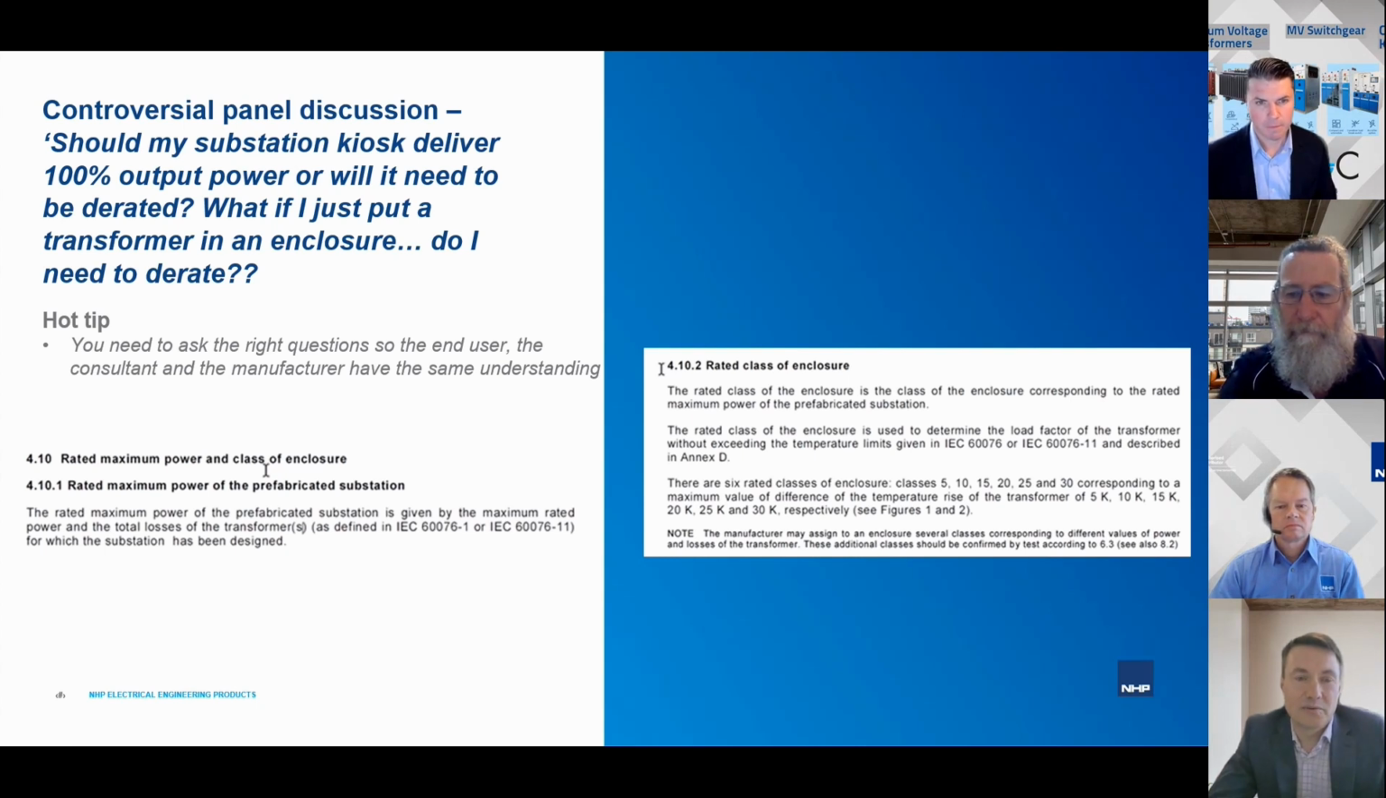Yeah, exactly. So we already discussed this topic early in the presentation, but let's summarize it again because it's very important. I've put some snapshots from the 62271-202 standard for prefabricated substations, which, again, the first one explains what the rated maximum power of a prefabricated substation is. And it says the rated maximum power of a prefabricated substation is given by the maximum rated power and the total losses of the transformer for which the substation has been designed.